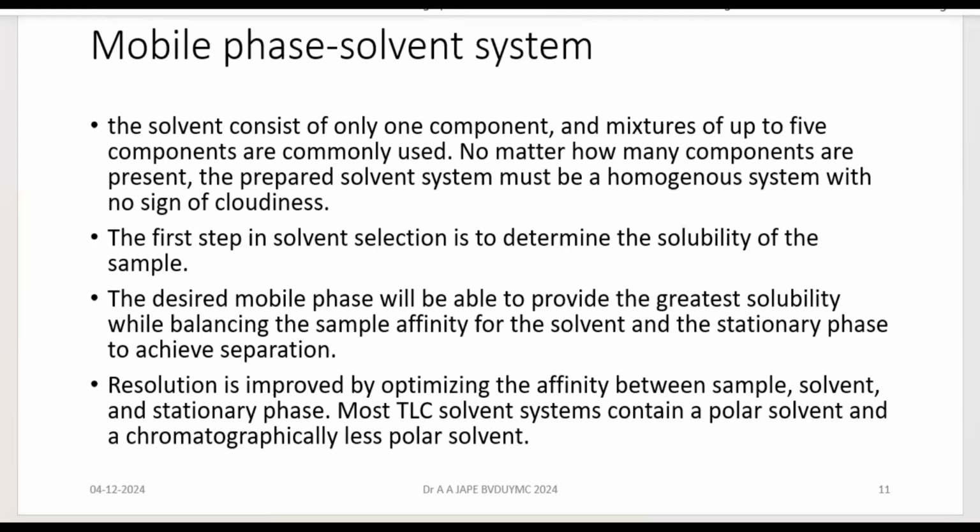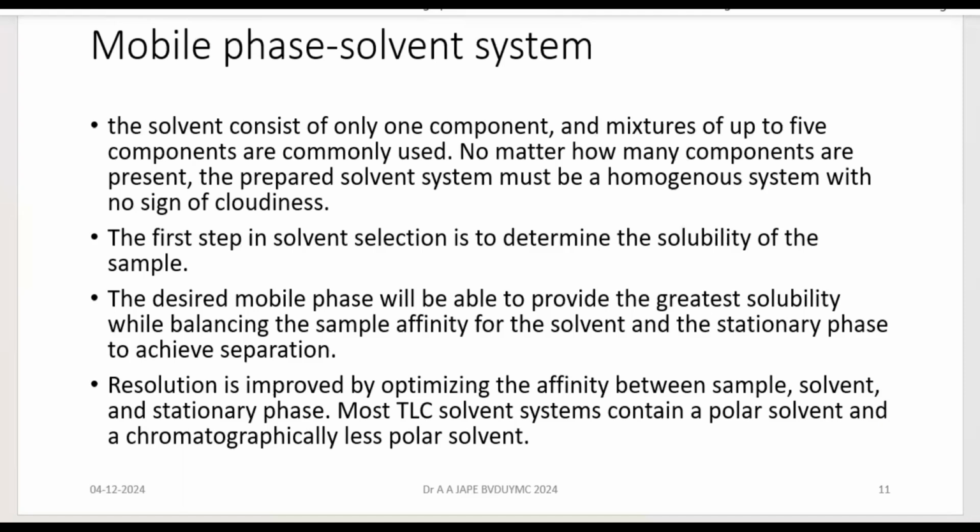Now comes how to choose this solvent system. Very importantly, it is required to determine the solubility of the sample in the solvent system. So the desired mobile phase should be the one which is going to give you the highest possible solubility. You have to balance out the sample affinity for the solvent and for the stationary phase to achieve the separation. That is the basic criteria. At the same time, good solubility of the analyte in the mobile phase is also required.